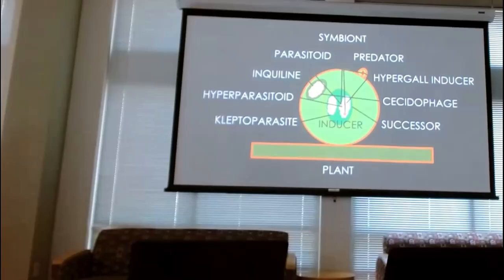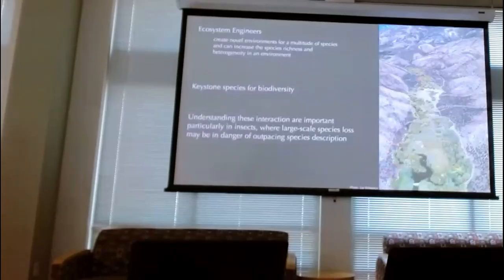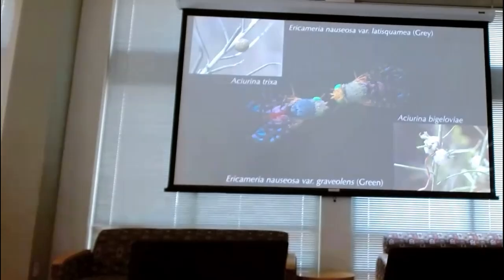Galls are considered to be ecosystem engineers because they create a novel environment which other organisms can actually use. And with that, they can increase the heterogeneity and species richness of an area. And so they end up being these hotspots for biodiversity. And so we were wondering, okay, who's actually associated with these too?